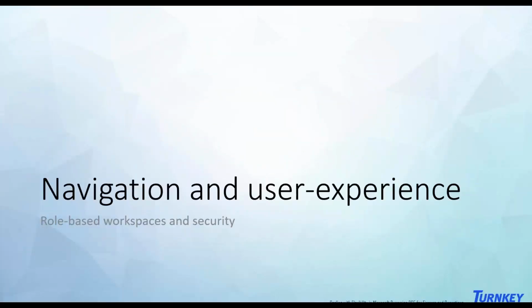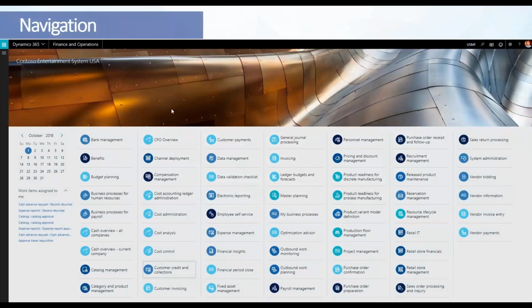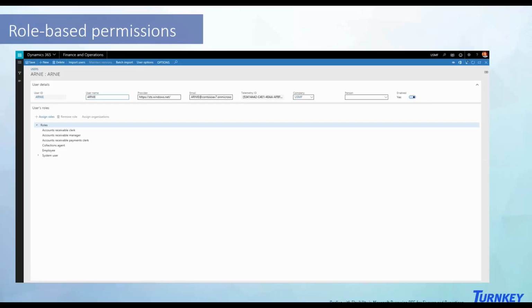The next one is talking about navigation and user experience. So we talked about this is what it looks like within the F&O system. When you log into the F&O system, it gives you little workspaces that you could then click on and drill in to see that specific workspace. You can set up role-based permissions.